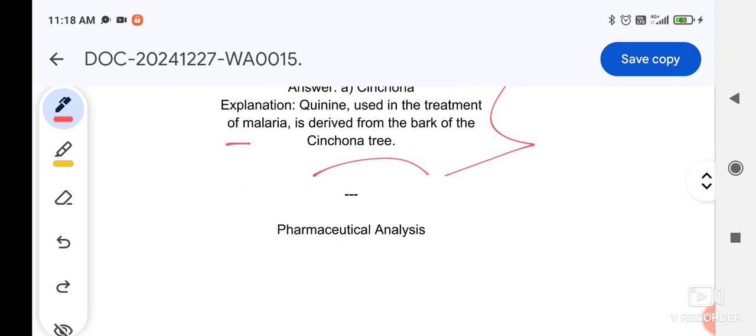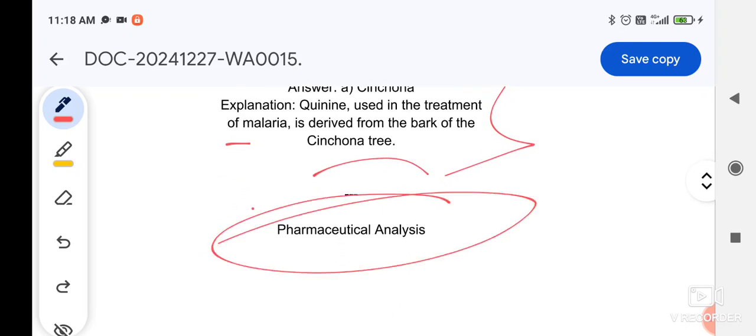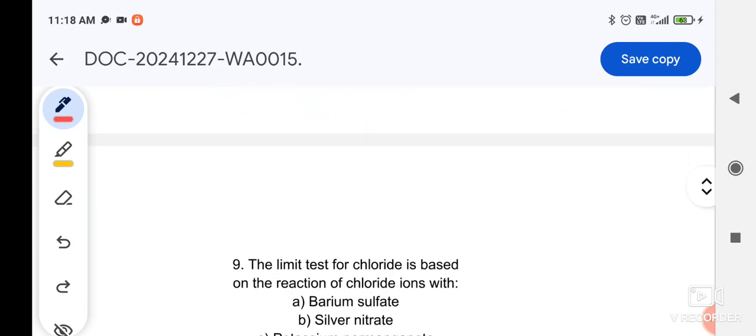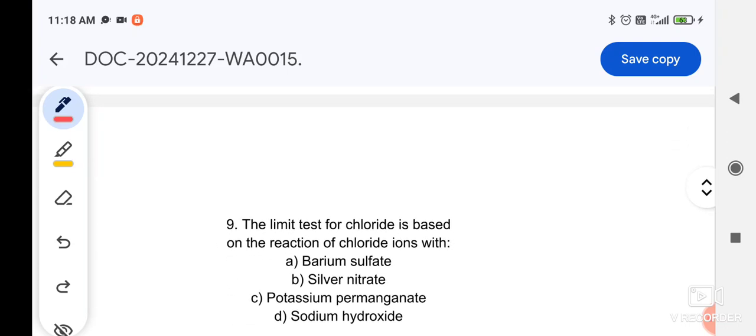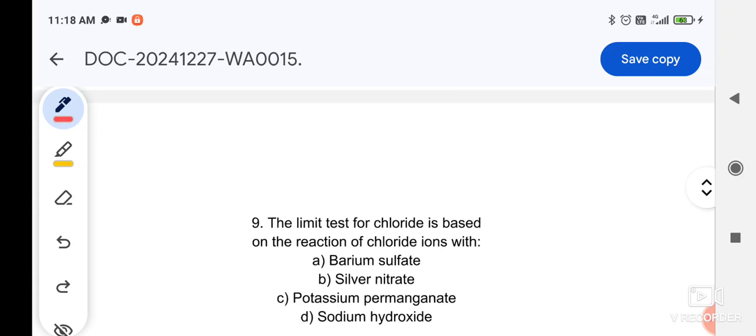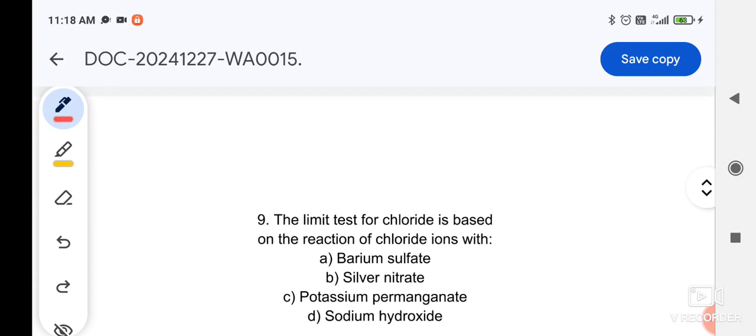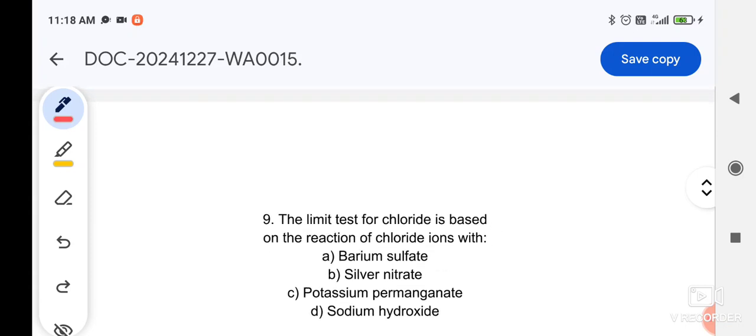Next chapter, that is, next subject is pharmaceutical analysis. Now we will deal with pharmaceutical analysis. Pharmaceutical analysis question: the limit test for chloride is based on the reaction of chloride ions with option A barium sulfate, option B silver nitrate, option C potassium permanganate, option D sodium hydroxide. So the correct answer is option B, silver nitrate.